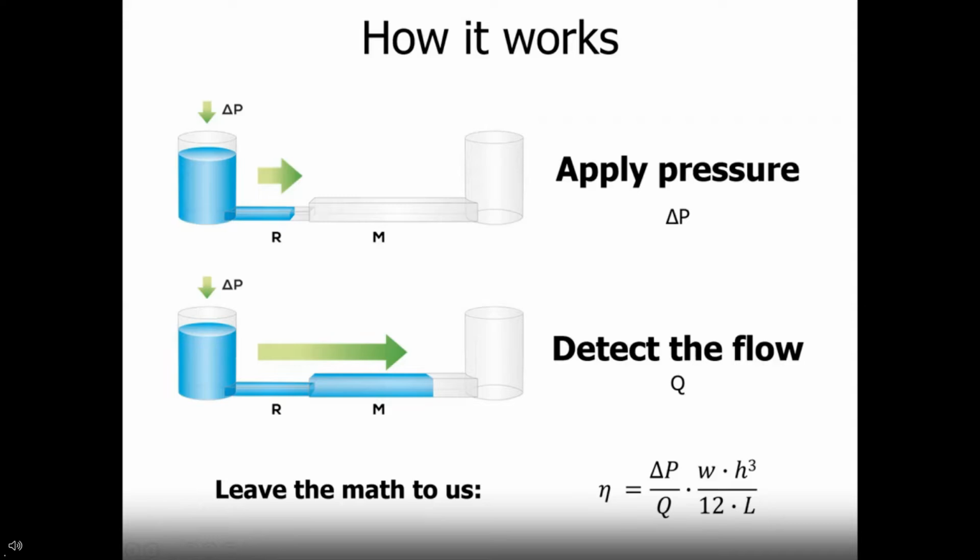In the measurement channel, a camera is used to see the leading edge of fluid, and then velocity and flow rate, Q, can be calculated. Viscosity is determined by dividing the pressure applied by the Honeybun and the flow rate through the microfluidic channel combined with the length, width, and height geometry of the resistance channel.